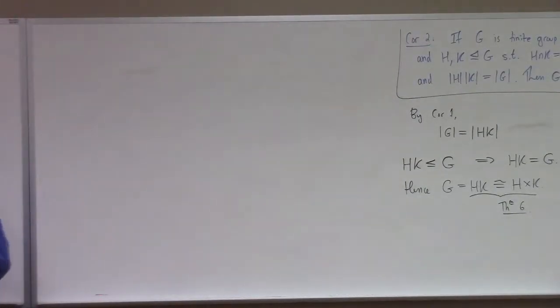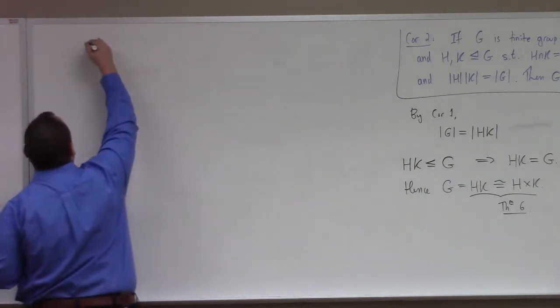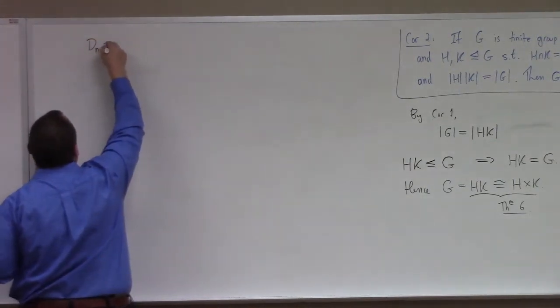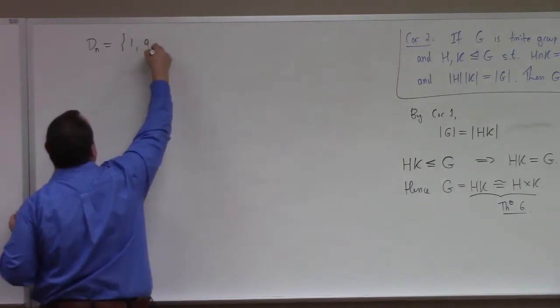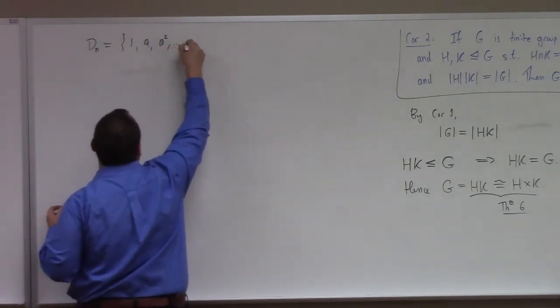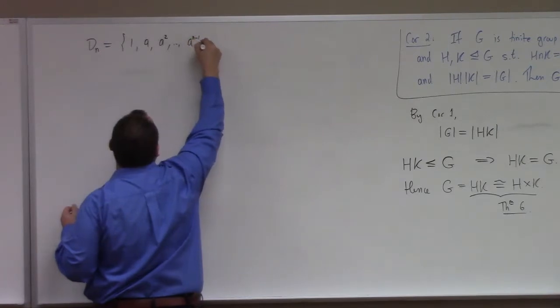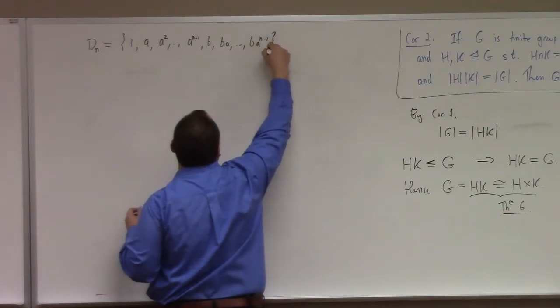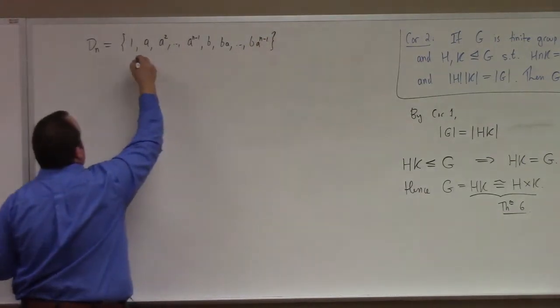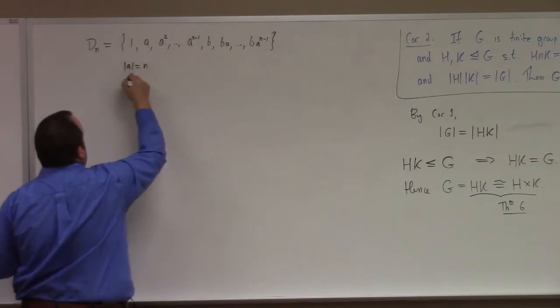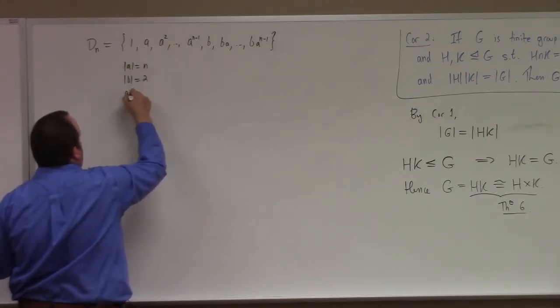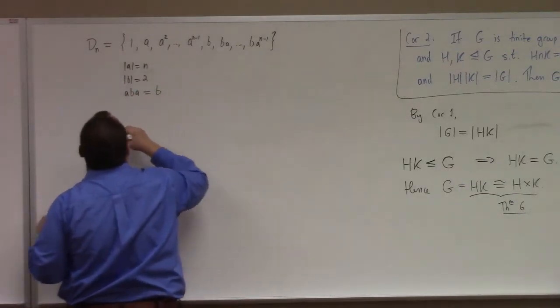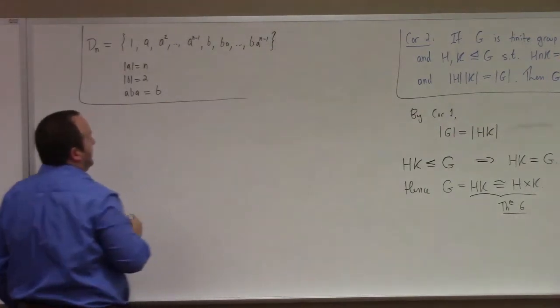So various methods exist, of course, to do these kinds of problems. I think I'm going to try the direct calculation route since I don't have much brain power today, and it seems like a possible way to do it. Subject to the usual terms and conditions, the order of A is n, the order of B is 2, and ABA equals B. Okay, so this is the dihedral group of order n.